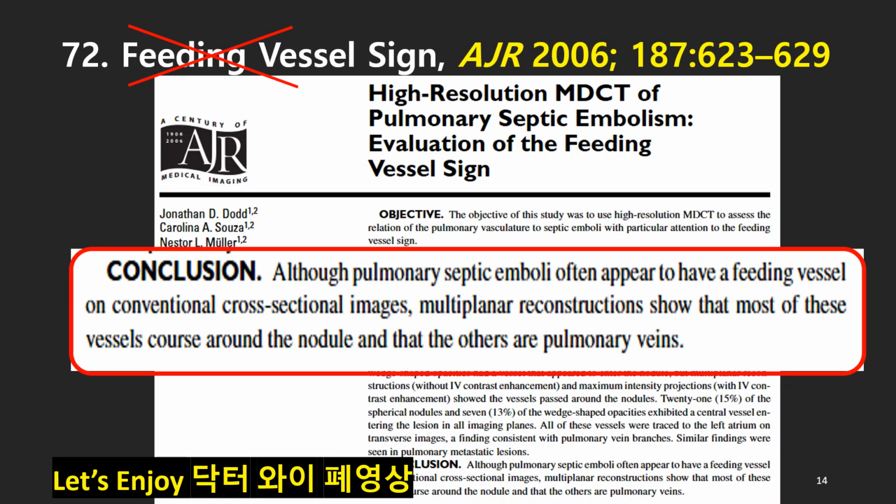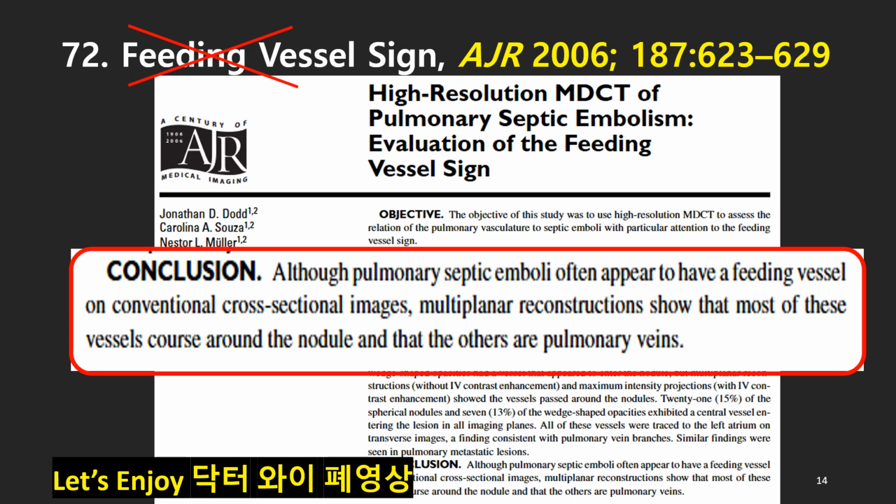Now it's time to talk about the feeding vessel sign of septic pulmonary emboli. The feeding vessel sign is actually a once-upon-a-time sign, not a true sign, not a proved sign, not anymore, not a correct sign. It was proved inaccurate in 2006 in the American Journal of Roentgenology by Dr. Jonathan Dodd et al., with the title High Resolution MDCT of Pulmonary Septic Embolism: Evaluation of the Feeding Vessel Sign.